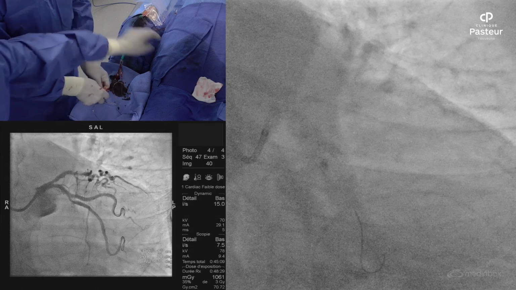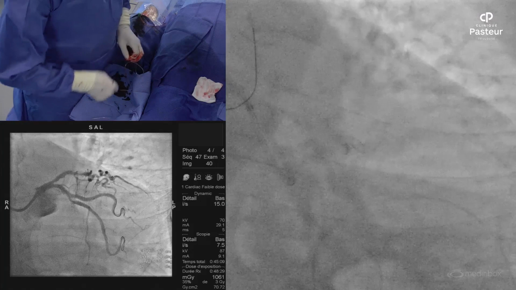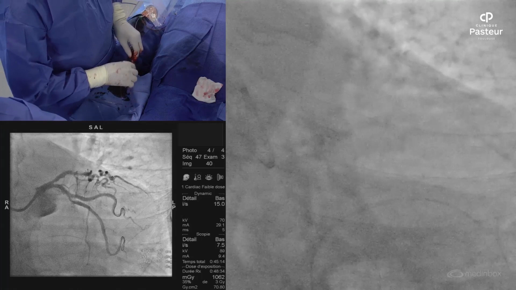Not sure, on the balloon. If we track it on the balloon. Yeah, I'm not sure. You see the problem? That's so difficult. So now we can change the wire. Do you want to change the guideliner?